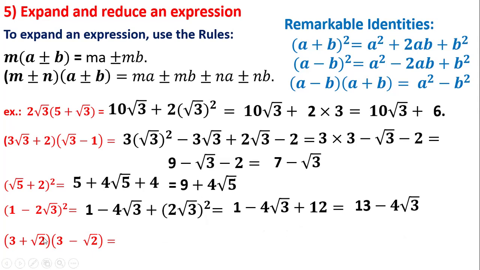The last example, we apply remarkable identity 3, since we have the same numbers inside. One is positive, the other is negative. So the answer will be a squared minus b squared. A is 3, we make it squared, so it's 9 minus radical 2, all of it squared. Radical 2, the squared cancels the radical, so it gets out as 2. So 9 minus 2, the answer is 7.